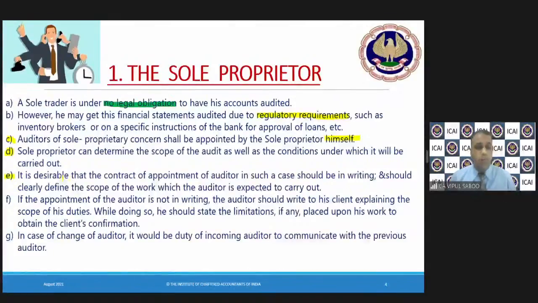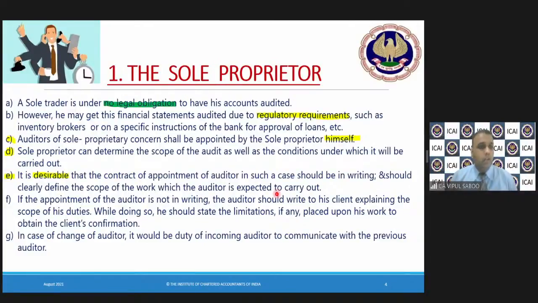From the auditor's point of view, it is desirable that the contract of appointment of auditor in such a case should be in writing, and should clearly define the scope of the work which the auditor is expected to carry out. So whatever you do, you need not worry about the stock. The stock is good, I can give you written representation. I have valued the stock on FIFO basis, at cost or NRV, whichever is less. I have valued my cost on the weighted average method, and this is what the amount is.